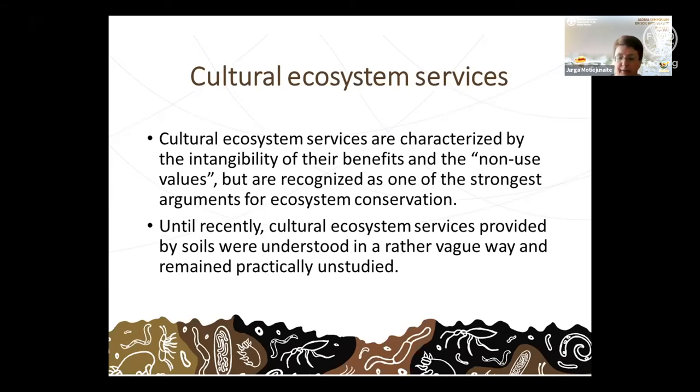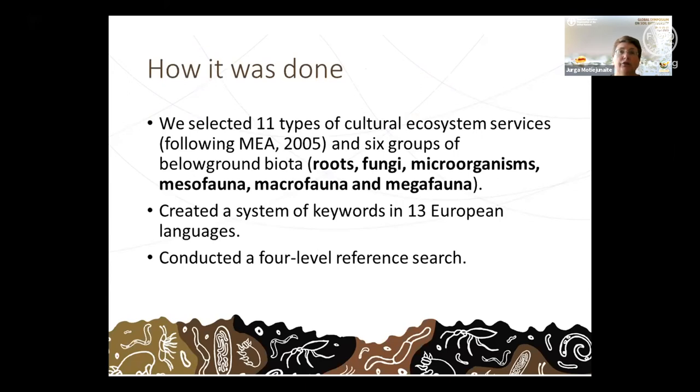For the sheer amount of work, we limited ourselves only to the soils of European forests. So, we selected 11 types of cultural ecosystem services and 6 groups of below ground biota and created a system of keywords in 13 European languages and conducted literature research of Web of Knowledge and Google Scholar, supplementing it with snowball search and expert suggestions. The latter three were especially important because it is a well known fact that data on the benefits from biodiversity to the cultural ecosystem services are mainly found in gray literature.